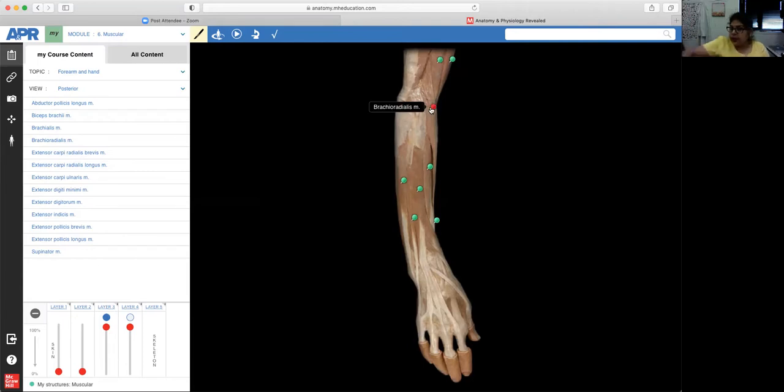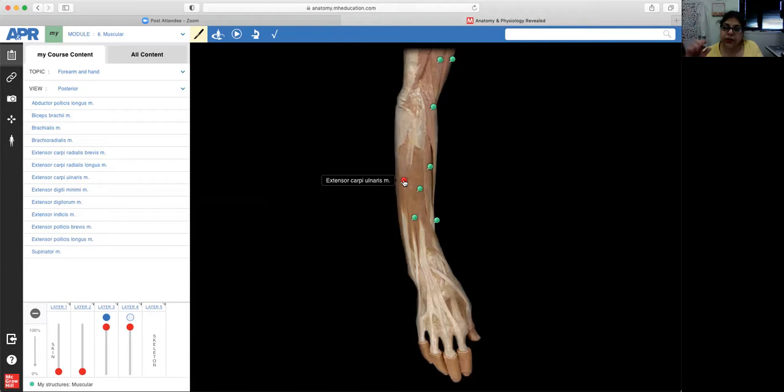Brachioradialis, you already saw that. When your hand is like this, you're going to see it here. That's your extensor carpi radialis brevis. It's for extension. It goes to the carpals and radius, and it is short, brevis. That one is here, the short one. Okay, extensor carpi ulnaris.